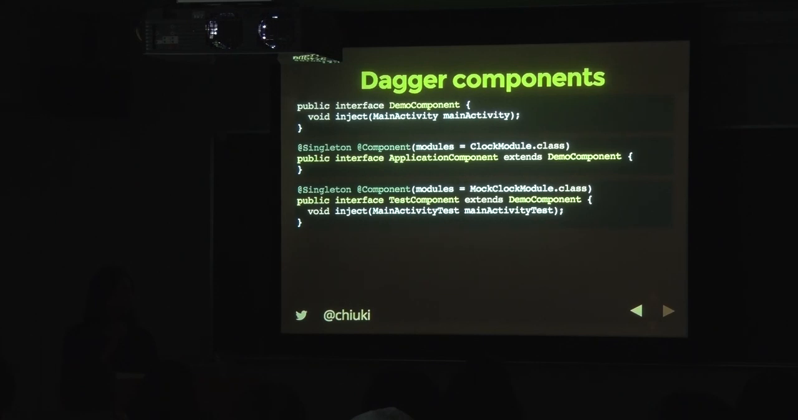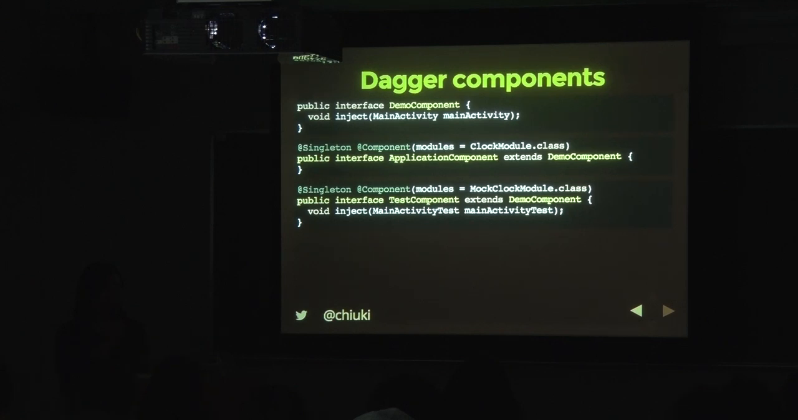The application component right now is empty, and you may be like, why is it empty? Why do I even bother writing that? Well, the important part is the annotation. If you can see on top, it says singleton component, and then the module is the clock module. Dagger uses the annotation processor to automatically generate the dependency injection code for you. And what you need to do is to use the annotation to specify what it should generate.